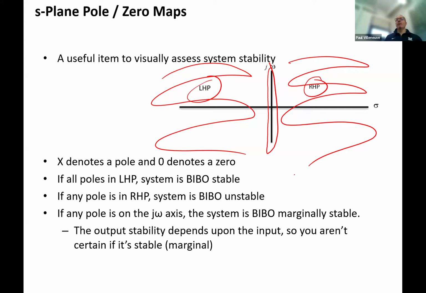So if all poles, every single pole that you see, is in the left-hand half plane, then your system is always BIBO stable. If all poles are there, it's a stable system by default. Notice the language here, a subtle change in language. If any pole is in the right half plane, the system is BIBO unstable.